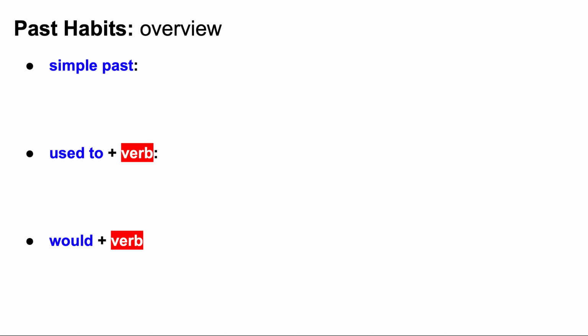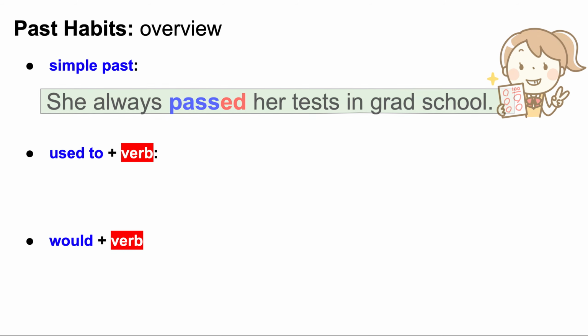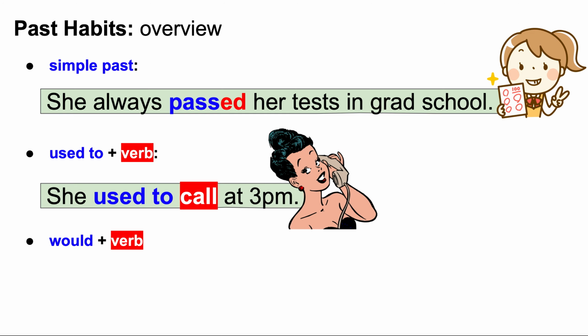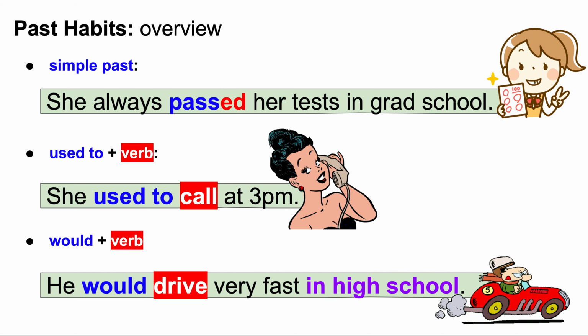Before we start, let's do a quick overview. To express a past habit, we use the simple past, such as, she always passed her tests in grad school. We also use used to plus a verb, such as, she used to call at 3 p.m. And lastly, we also use would plus a verb. For example, he would drive very fast in high school.